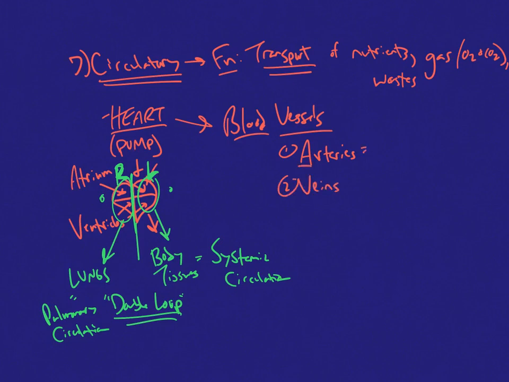Arteries, this is easy to remember. Arteries with an A, they carry blood away from the heart. So no matter where it's going, if blood is leaving the heart, it's going to go away from the heart in arteries. And then veins return blood to the heart.